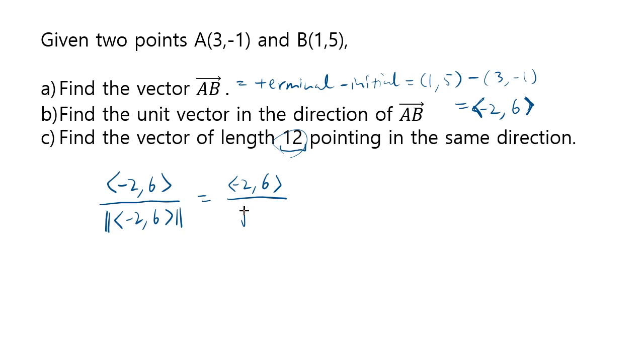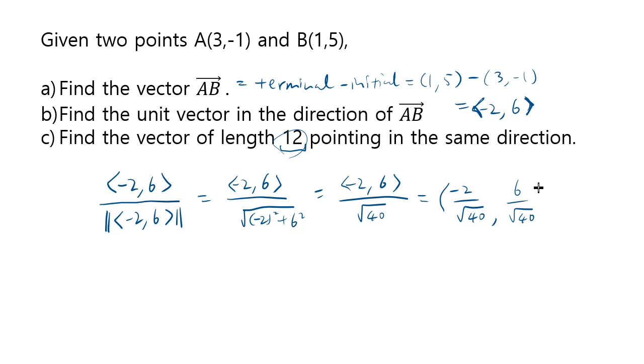It's the square root of negative 2 squared plus 6 squared, and then that's negative 2 comma 6 over the square root of 40, which is, well, if you have anything, you divide the individual components by this. So that's what you do.